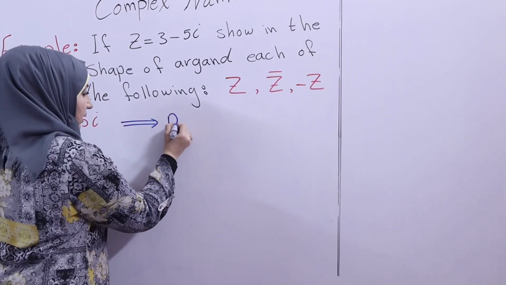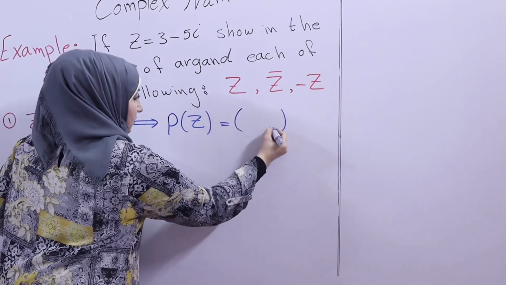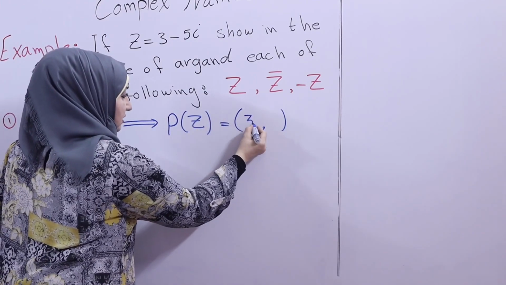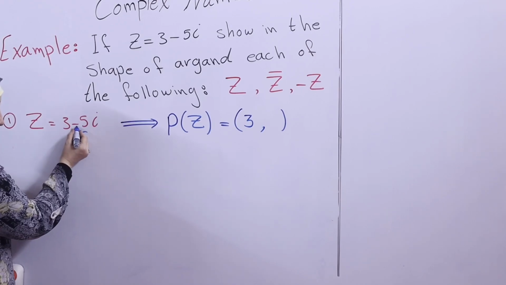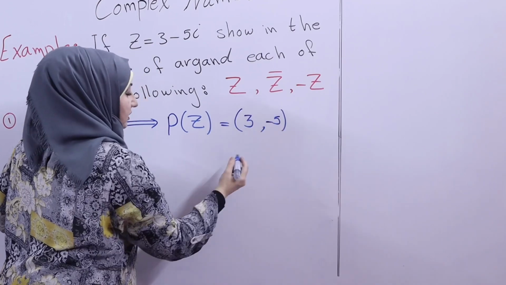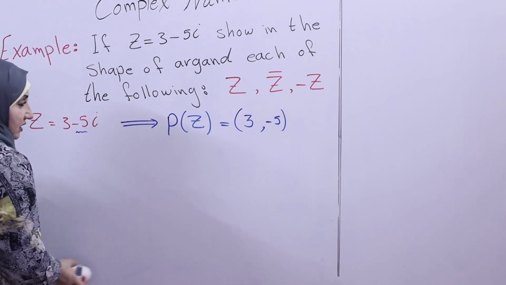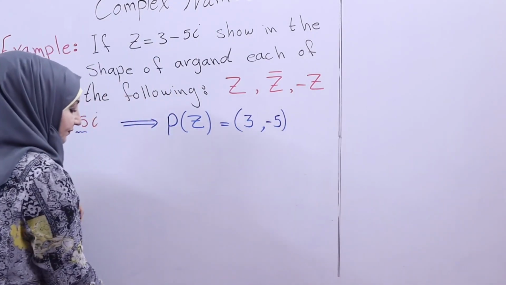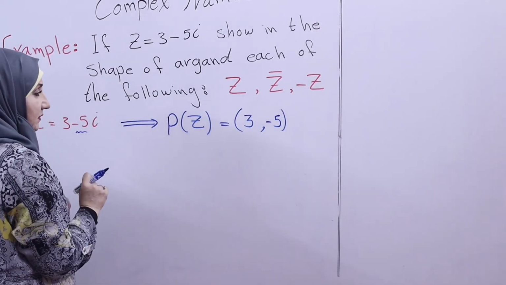That means we want to write the point of Z, where the real part will be the x coordinate, and the imaginary part with its sign will be the y coordinate. So this is the first point for Z.